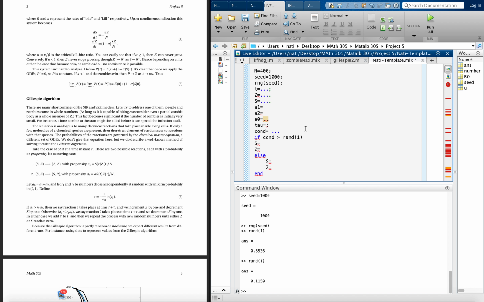If we leave it how it is right now, we're only going to get it to go one time. But we want this to keep on happening until either all the zombies are dead or all the people are dead. In order to do that, we can use a while loop. The other thing we want to do is plot every time this happens. Every time the Gillespie algorithm runs, we're going to have a value of total zombies, a value of total humans, and a time. So we want to see how the zombie and human populations change as a function of time.